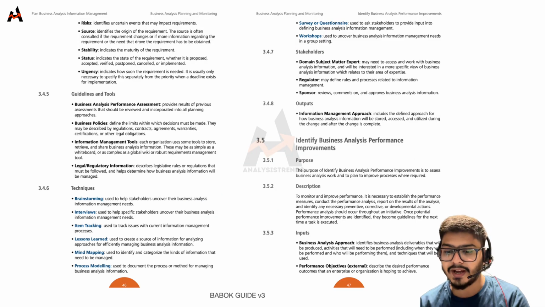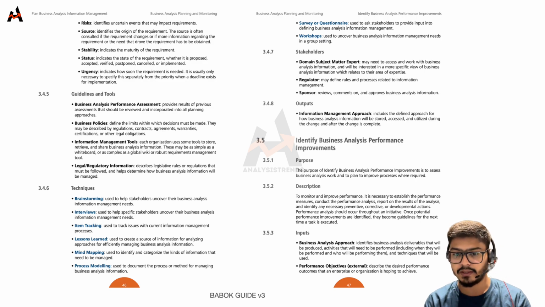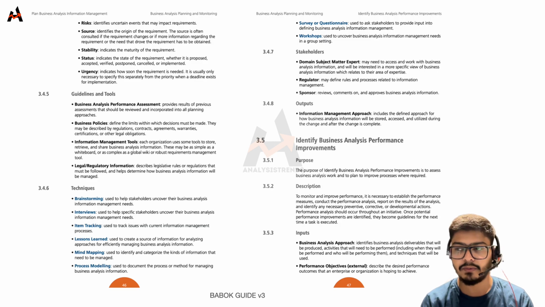So the 3.5 topic describes identifying business analysis performance improvements. Basically, the purpose of this is to assess the business analysis work and to plan and improve the process when required, right? Now, what are we assessing? We are assessing the activities, the steps that are involved during the whole business analysis activities, whether we are doing it right or wrong, everything is being assessed.